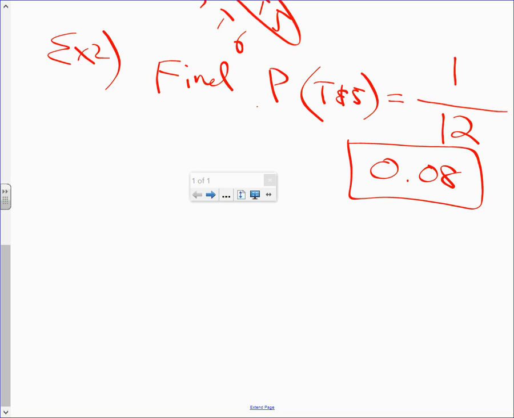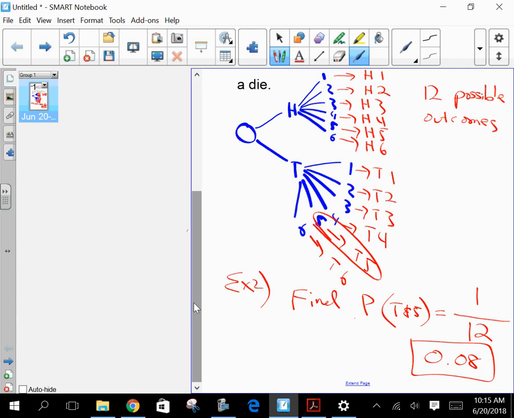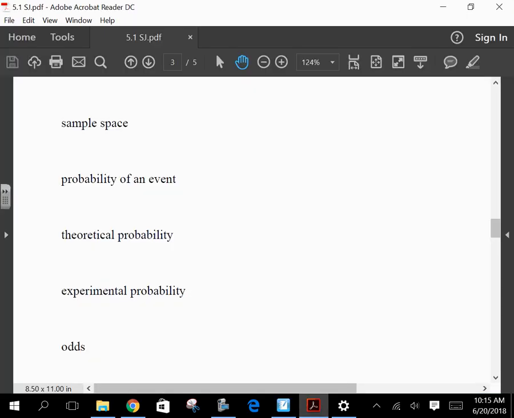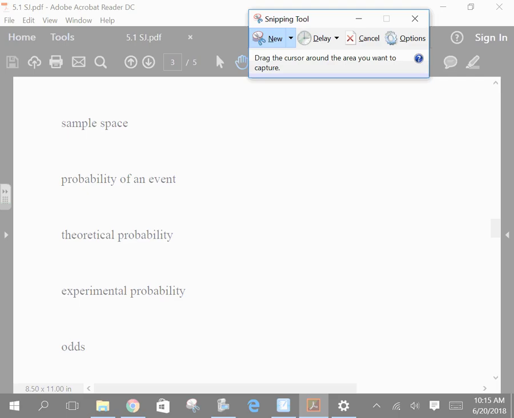All right, that's example 2. Let's go ahead and define the next word here. Go ahead and cross out probability of an event because we already defined that this morning. We're going to define now theoretical probability versus experimental. So theoretical probability, here we go.